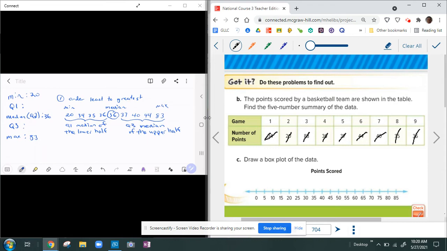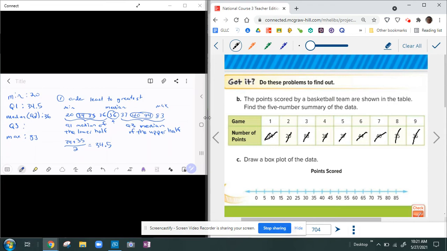Well, we have four numbers here on the left, and so we're going to take these two, because there's two middle numbers, we're going to add them up, 34 plus 35, and divide by 2, and that gets us 34.5. All right, so 34.5. And then we have these two numbers that are the middle of the upper half. Notice how I'm not including the median in my upper half and lower half. Once I find that median, I don't count that.